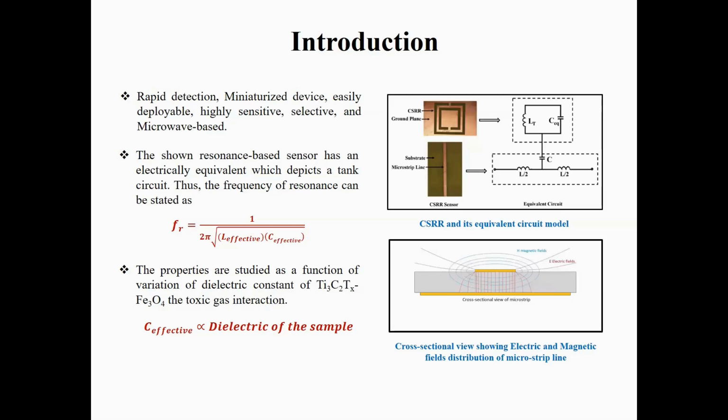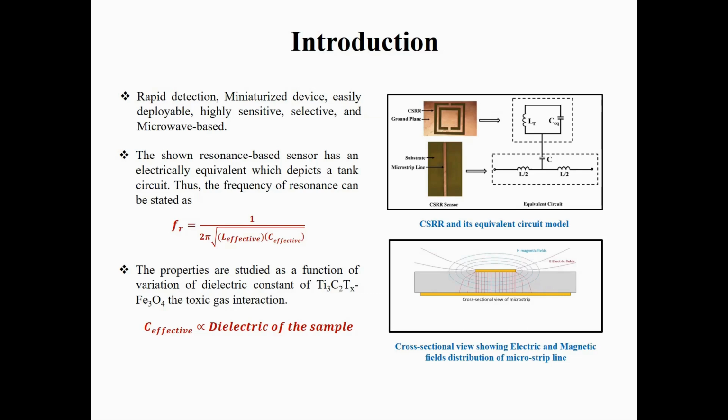Now, when we talk about sensing with CSRR, we will add a sensing material on top of the CSRR. Directly, the CSRR alone cannot detect gas or anything because it is not an active material. So for that we need a nanomaterial. Here we are using Ti3C2TX and Fe3O4, that is, MXene and Fe3O4 combination.